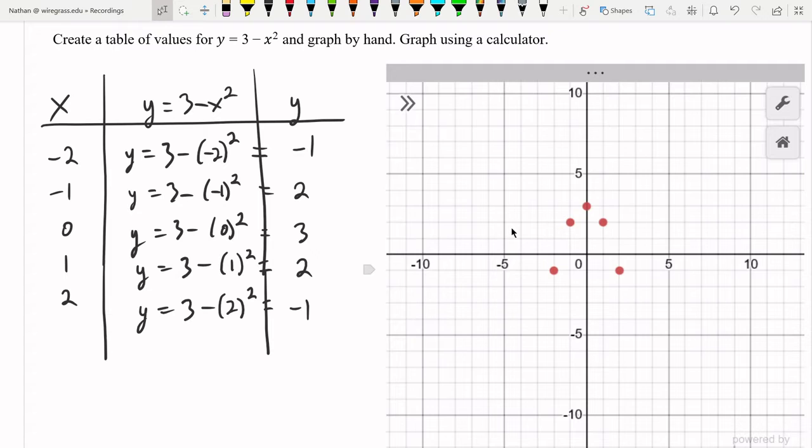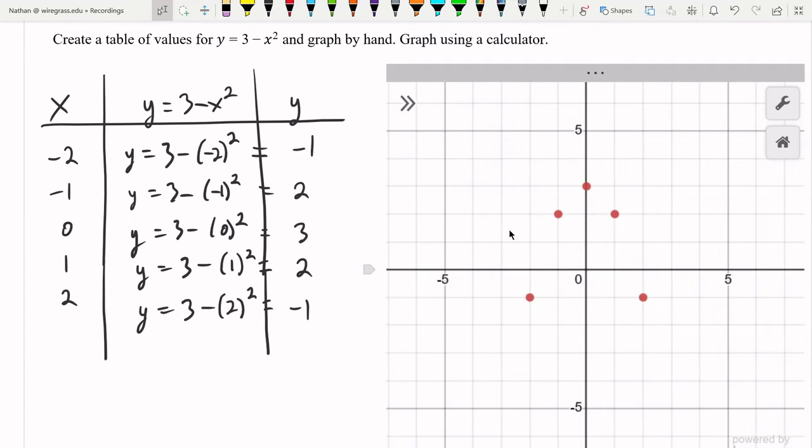These are the 5 points I've just found. Using the table of values, you can see that the first point I get is negative 2, negative 1. Then I get negative 1, 2, then 0, 3, just using the x value and then the y value to create the ordered pair, and 2, negative 1. And all I've done here is just graph these, right? Negative 2, negative 1 is right here. Negative 1, 2 is here. 0, 3, 1, 2, 2, negative 1.